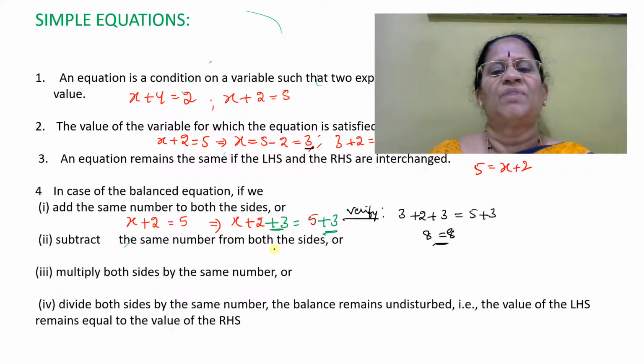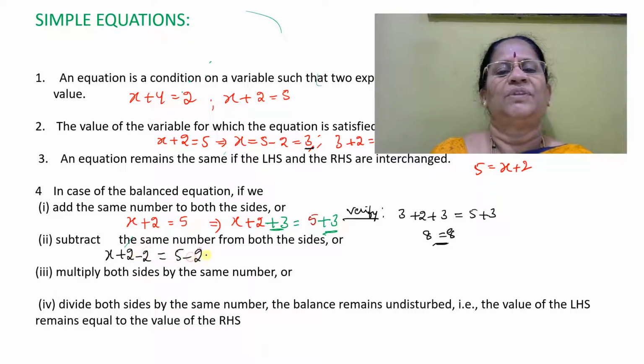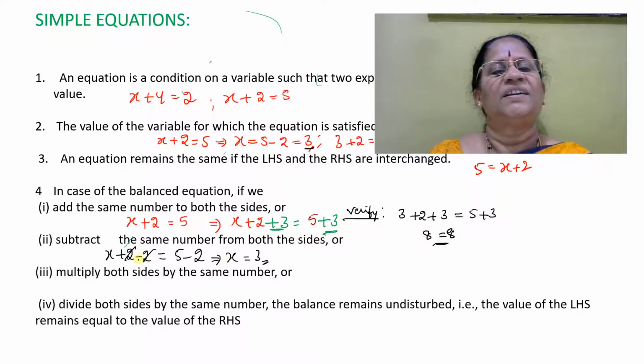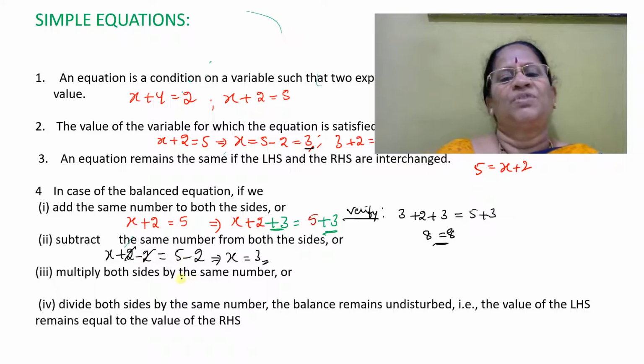Subtract the same number from both the sides. Suppose you have x plus 2 is equal to 5. If you subtract 2 from both the sides, then the 2 will get cancelled and you will be left with x is equal to 3. Isn't it? That is what we have got here, because you have subtracted the same number from both the sides.